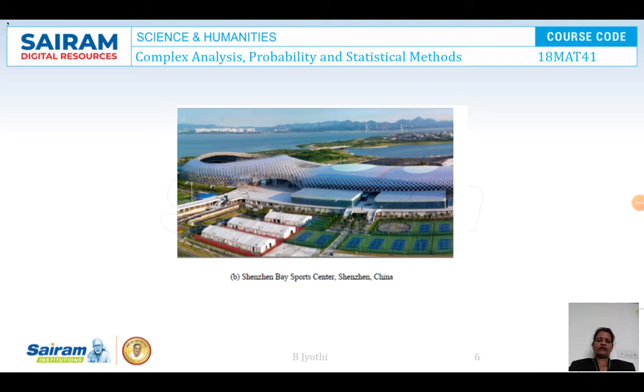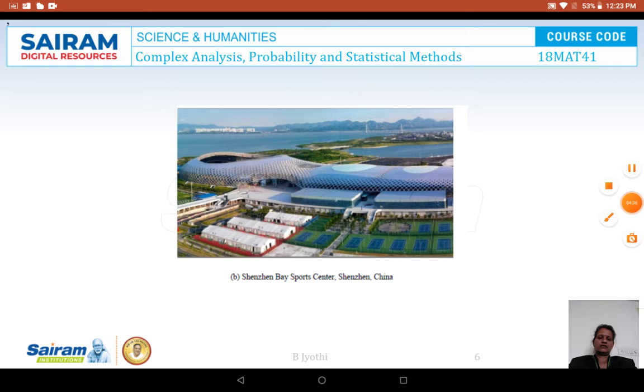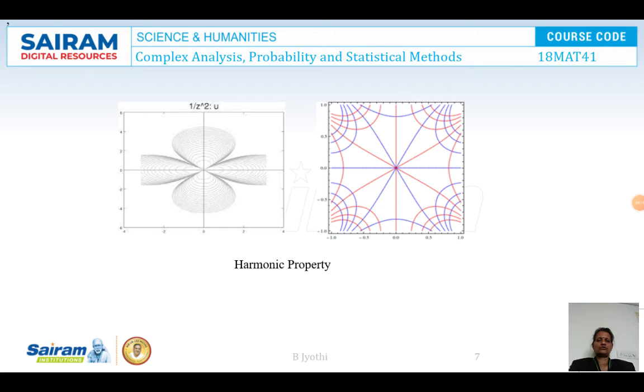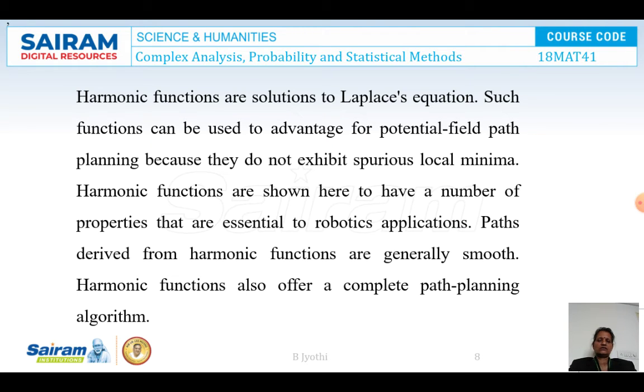Next, another one is in China, Shenzhen Bay Port Center. Here also we can observe many are using this triangular grid generation, and here also the CR equations will be used in order to generate the triangular grid. You can observe O grid, C grid, etc. Everything will be used in the construction of the building. So coming to the harmonic property, some of the curves I have explained, 1 by z square, and so that is about the CR equations where it is used.